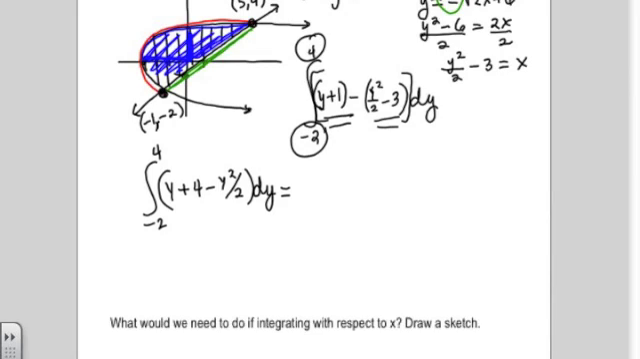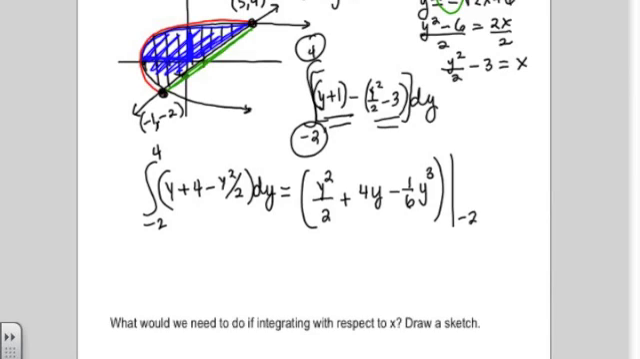Okay, so when I integrate, I get y squared over 2 plus 4y minus, it's going to be y cubed. So what am I going to need out front? Good, 1/6. 1/6. Going from -2 to 4. All right, this one's not very nice. We can't just break it into two equal pieces. We actually need to find it.